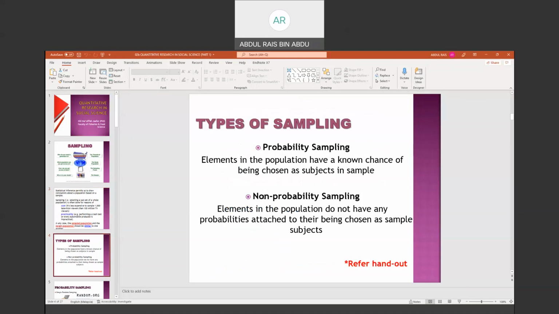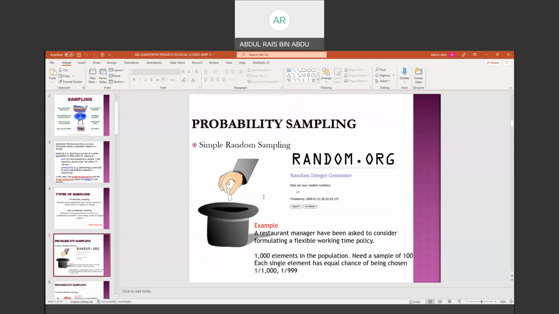Generally, there are two types of sampling. One is the probability sampling, in which elements of the population have a known chance of being chosen as a subject. And the second one is non-probability, meaning the elements do not have any probability of being chosen. Okay, the first one is probability sampling. And the first one is simple random sampling.